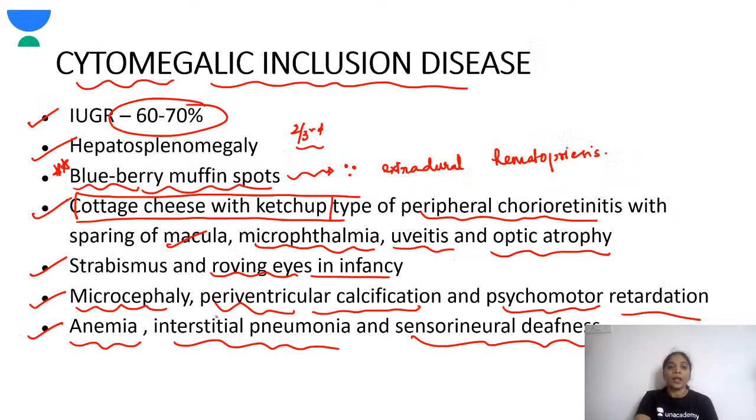Okay, fine. Next, coming to cytomegalic inclusion disease. So now over here, IUGR is very prominent.